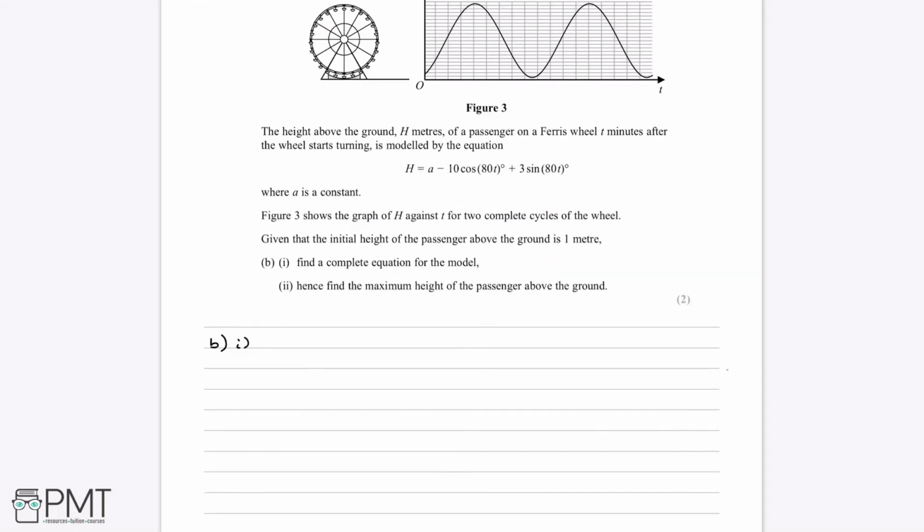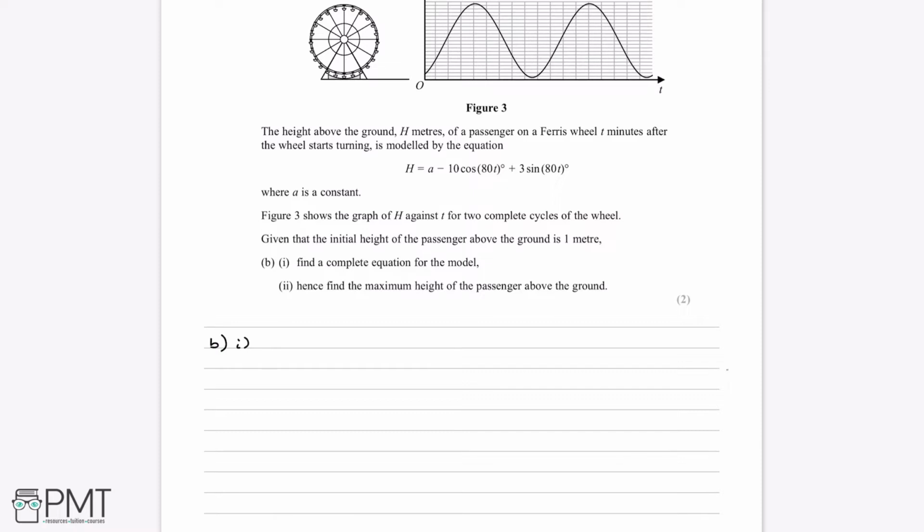The height above the ground, h meters, of a passenger on a Ferris wheel t minutes after the wheel starts turning is modelled by the equation h equals a minus 10 cos 80t degrees plus 3 sine 80t degrees, where a is a constant.